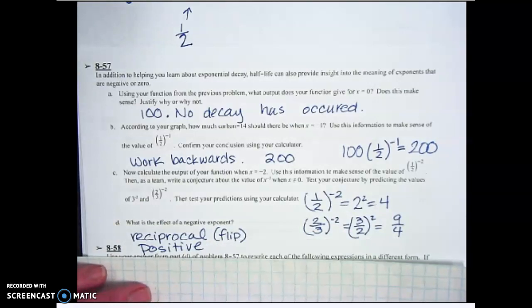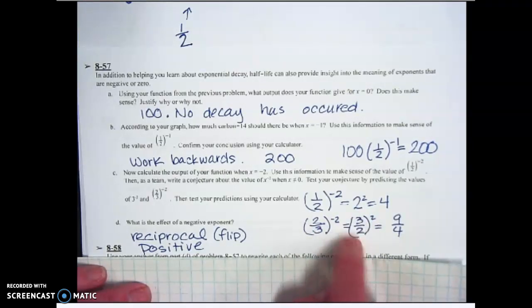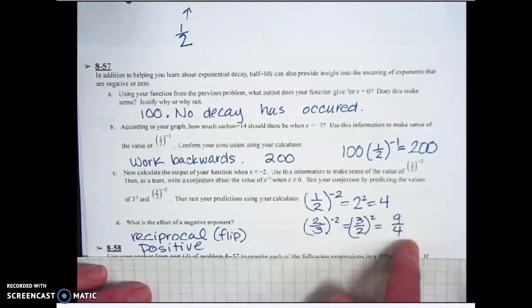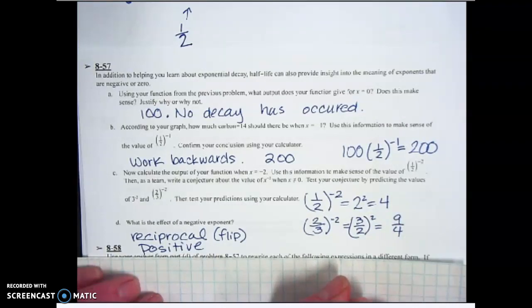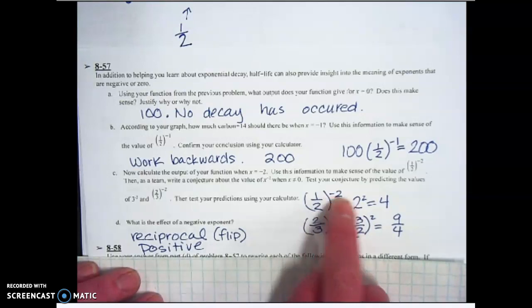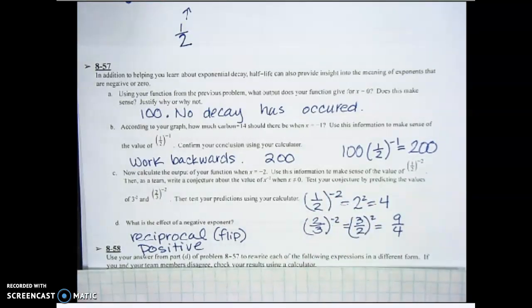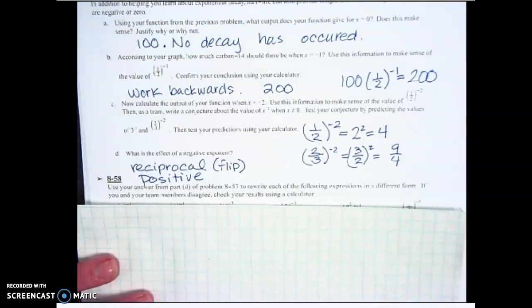All right. So the same thing you can do with 2/3 to the -2. You take that fraction, you find its reciprocal, which is flipping it, and then you take it to the 2nd power. So 3 squared is 9, 2 squared is 4, and you get 9/4. Okay? This is called the reciprocal. That's the fancy math word. And then the exponent becomes positive. Changed from -2 to +2.